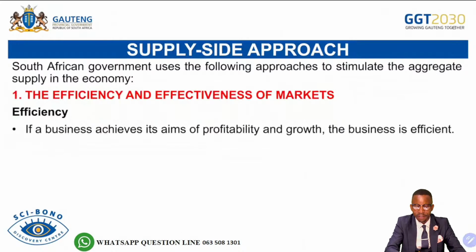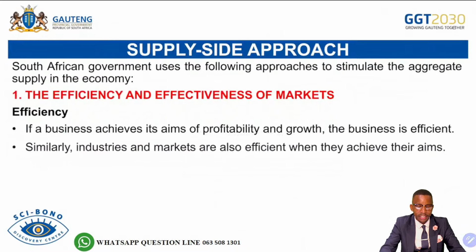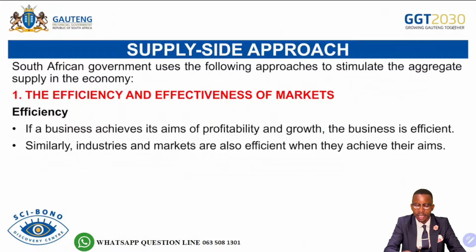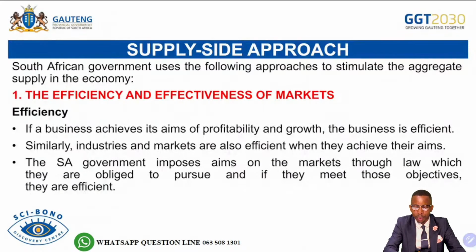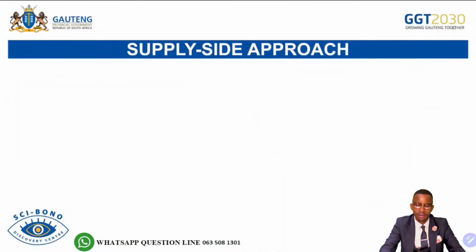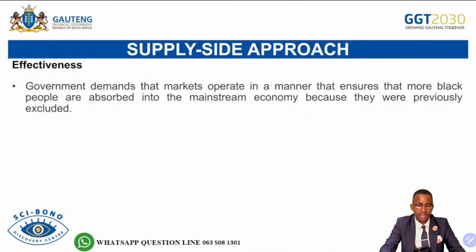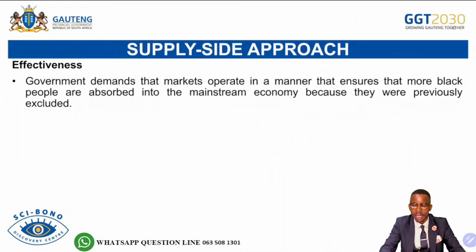If a business achieves its aims of profitability and growth, the business is efficient. Similarly, industries and markets are also efficient when they achieve their aims and objectives. The South African government imposes aims on the market through law, which they are obliged to pursue, and if they meet those objectives, they are regarded as efficient. Effectiveness. Government demands that markets operate in a manner that ensures that more Black people are absorbed into the mainstream of the economy because they were previously excluded.